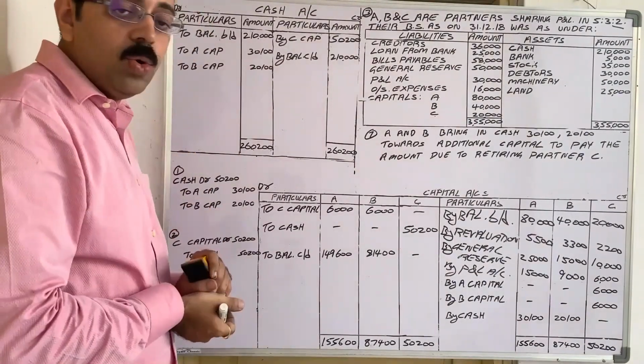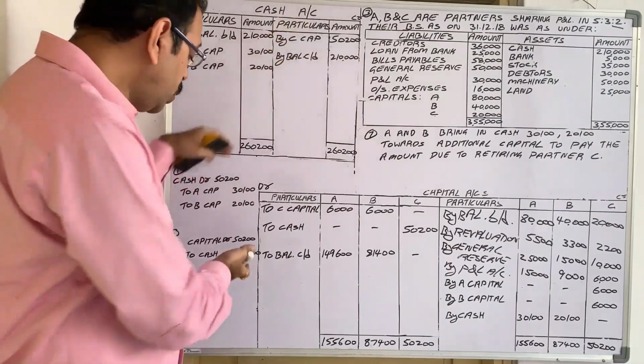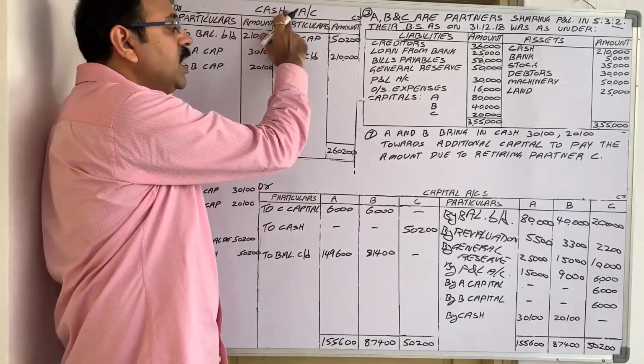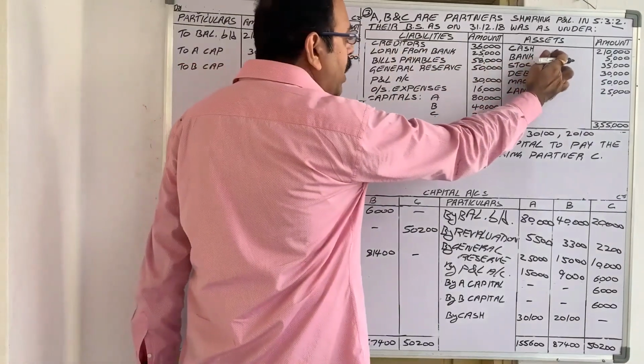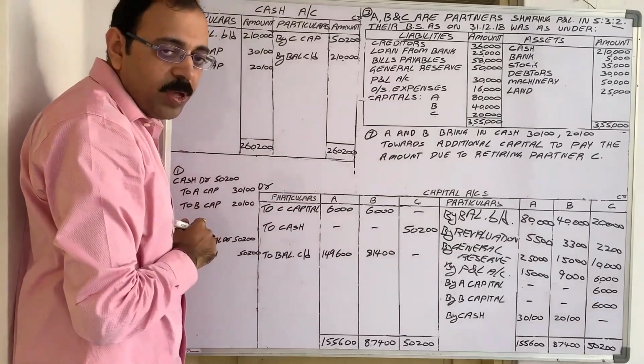The cash account we have to prepare, and in this cash account, these two entries we have to post. First, as cash is an asset, this opening balance I brought to the debit side. To balance brought down, 2,10,000 rupees.